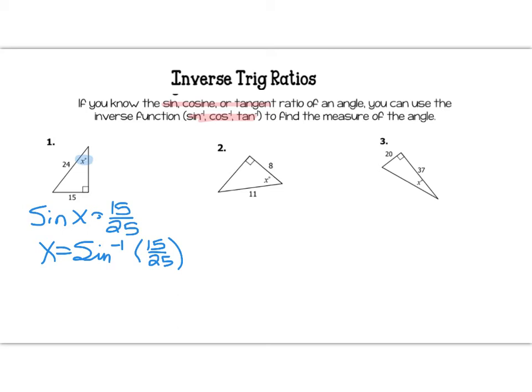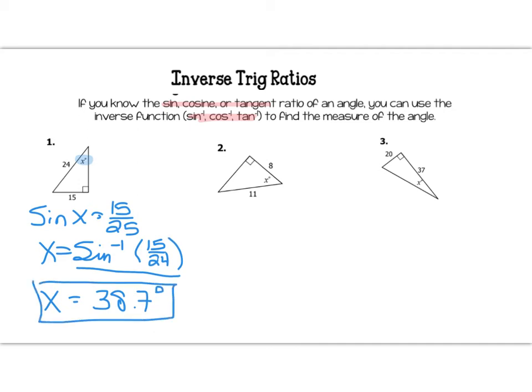And that's on your calculator. You just look in your calculator for the inverse sine and you put it in exactly like that. And for this one, oops, just saw a mistake real quick. This is not 25, it's 24. And when you plug it into the calculator exactly like that, you get 38.7. That is your degrees. That's how you find the degrees. So let's move on to the next one.